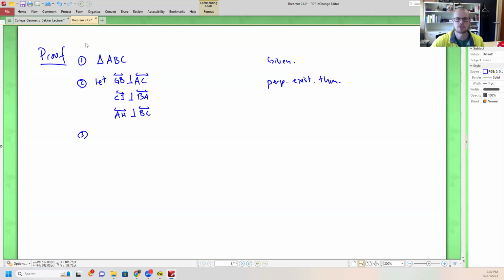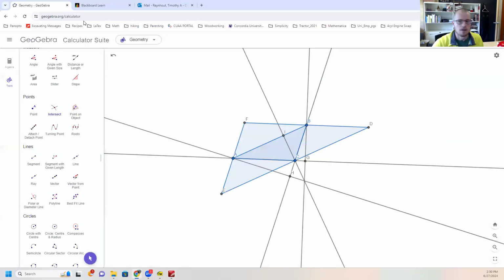All right, so we constructed our perpendiculars. Now what I want to do is with those perpendiculars, I want to show that they intersect. Fantastic. We want to now construct the parallels so that way we can talk about this new triangle. So let's see here. Parallels.